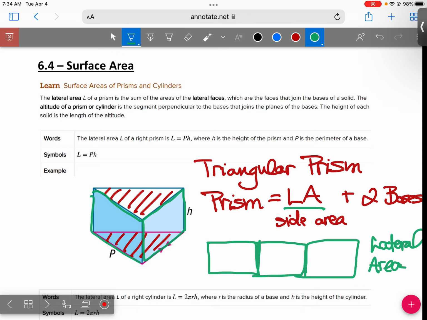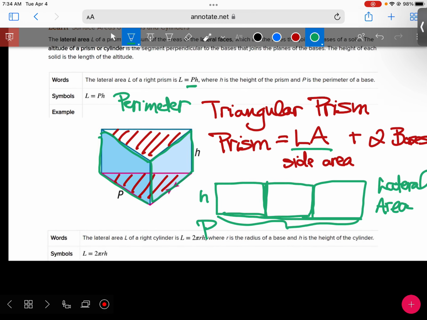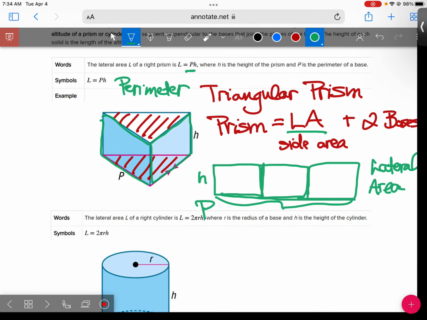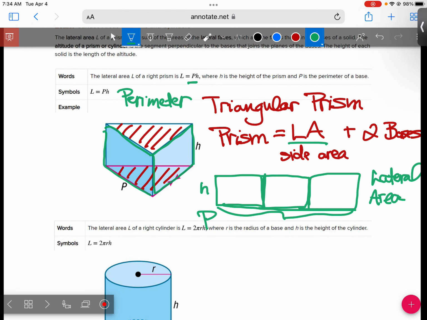So it says the lateral area is equal to capital P, which is your perimeter. That's the distance all the way around. Your perimeter, P, times your height, because it's basically a rectangle. It would be the length of all of this times the height. All right, so everybody kind of understand that?